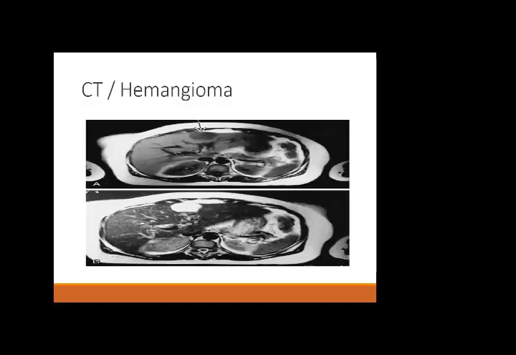This is a picture of the CT for hemangioma. This is a well demarcated area in the CT scan. This is the venous phase and this is the arterial phase. This is a very good picture.